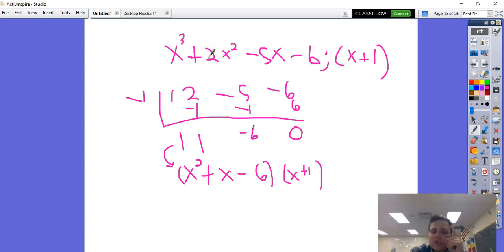Okay? But look at the instructions of this problem. They say to completely factor. So technically, could I factor this piece down more? Yes, I could.